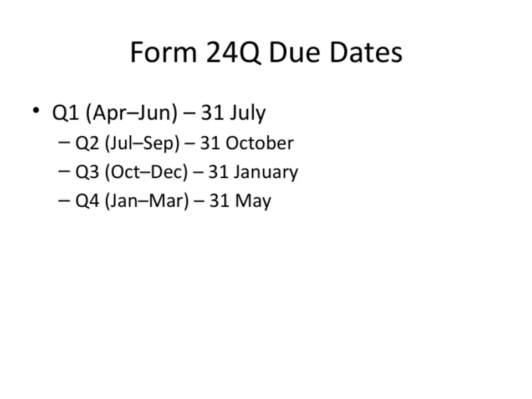Let's take a look at the key deadlines for the Form 24Q submissions throughout the year. For the first quarter, covering April to June, the due date is July 31st. Moving on to the second quarter, from July to September, the deadline is October 31st. For the third quarter, October to December, the due date is January 31st. And finally, for the fourth quarter, from January to March, the deadline is May 31st.